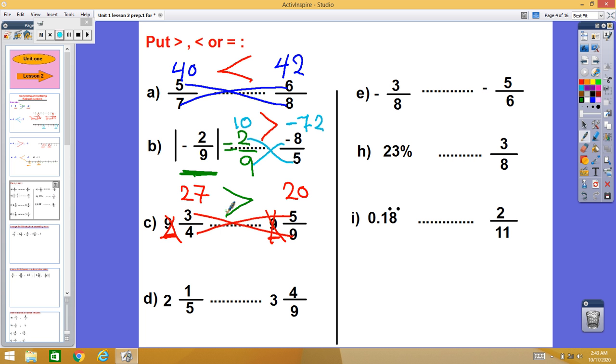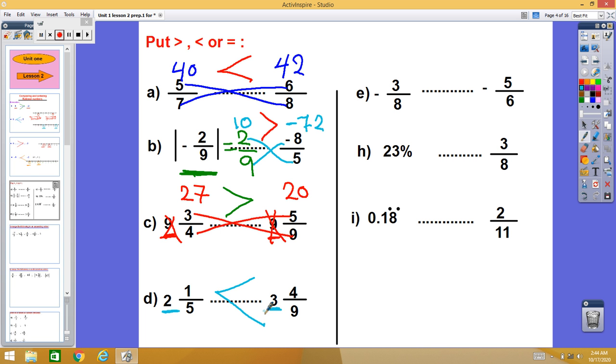The second one, if we have 2 1 over 5 and 3 4 over 9, as we said before, we don't need to convert the mixed number into an improper fraction. First we look at the whole numbers. Here we have 2 and 3. If the whole numbers are different, then we directly compare the two whole numbers. So now we directly compare 2 and 3. Number 3 is greater than number 2.